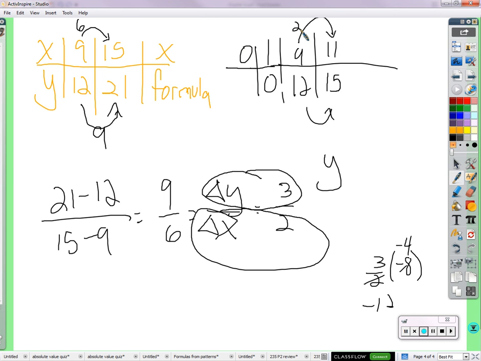So day 0 would be what? Negative 1.5. And then day 2 would be 1.5, and day 3 would be 3. So our formula, if we start at day 0, would be negative 1.5 plus 3 halves, which is the same as 1.5, times x. If you really have to write 1.5, then okay, fine, but we are going to write them this way.